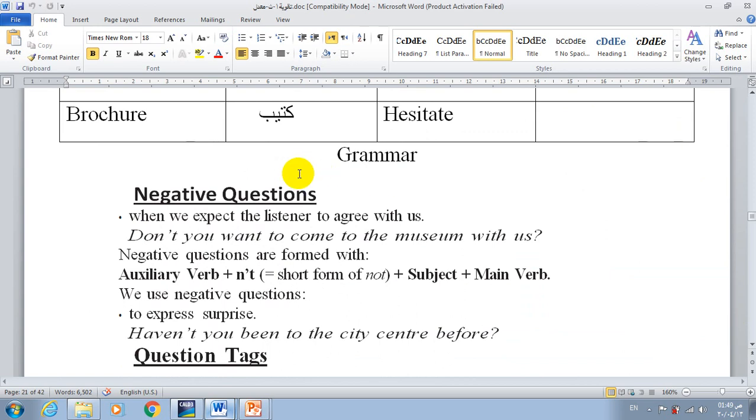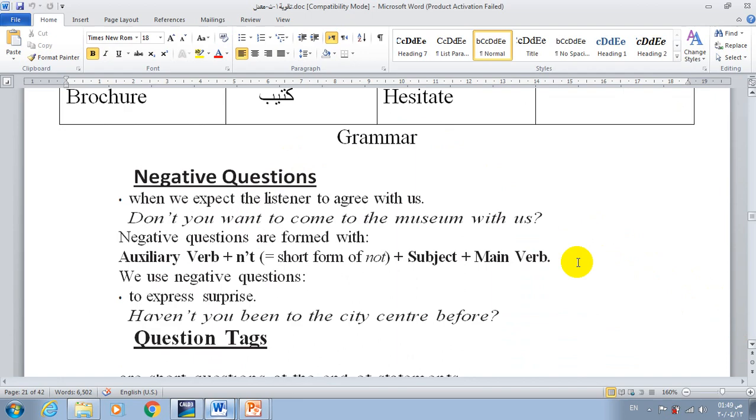Now let's go to the grammar. At first, we are going to explain a new rule. We took it before, but I want to revise it with you. The first one, the negative questions. And the second, the question tags. Like I told you before, when we expect the listener to agree with us, or when we want to express surprise, we use the negative questions. But what is the form of the negative questions?